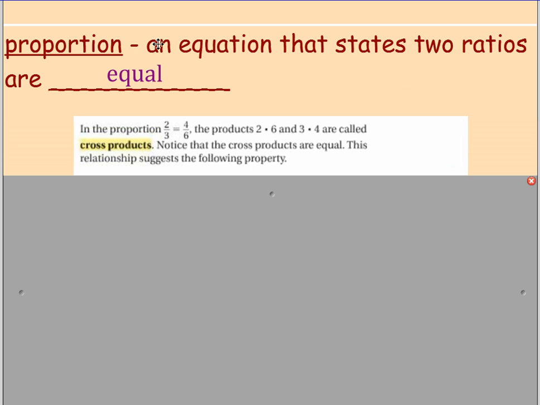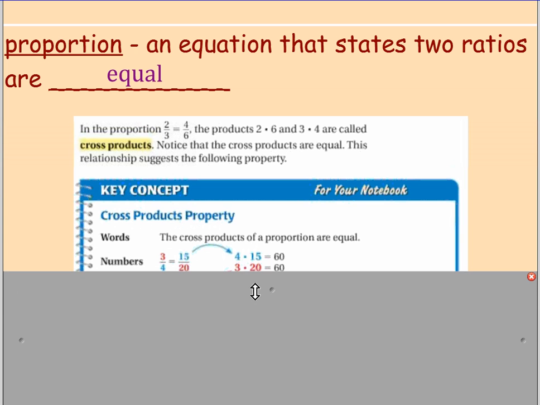From there, we can take the idea that in a proportion, for example, 2 over 3 equals 4 over 6, we could say that the products of 2 and 6, so 2 times 6, and 3 times 4 are cross products. Notice that they are equal. 2 times 6 equals 12, and 3 times 4 also equals 12. That shows you that this is, in fact, a proportion.